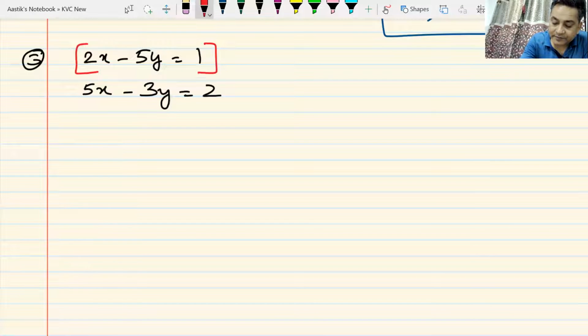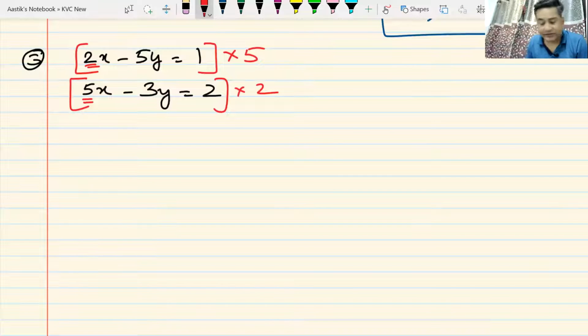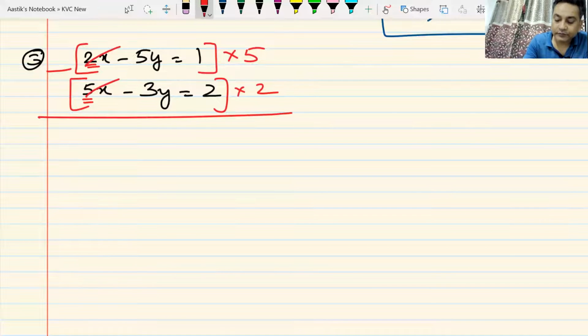How do I do this? Same step. Multiply this by 5. You see 5 here. Multiply this by 2. You see 2 here. Vivek is correcting his answers now. Okay, Vivek, not a problem. Then I subtract them. X will get cancelled.